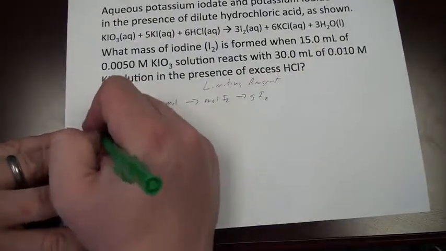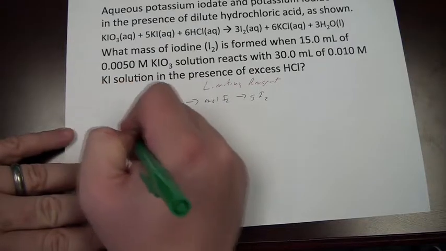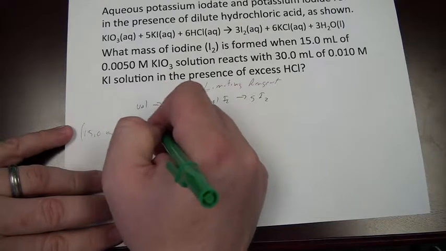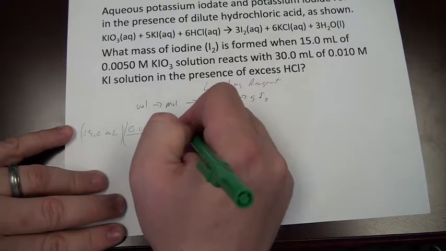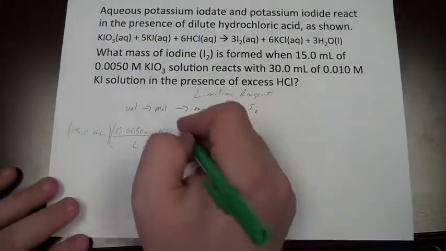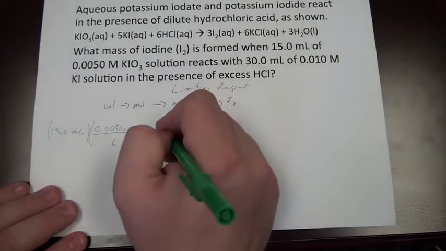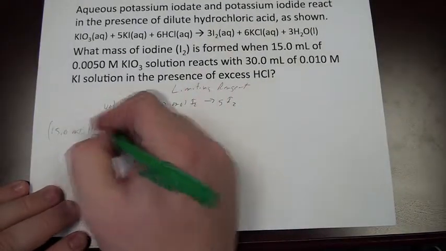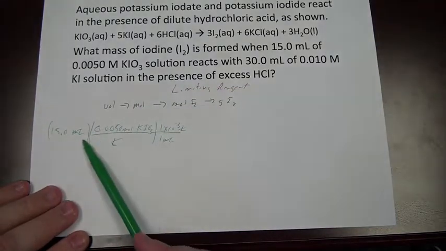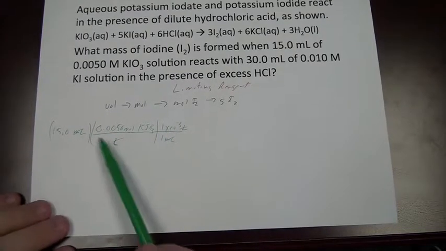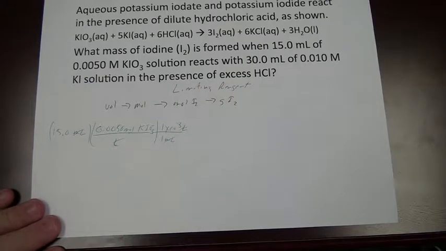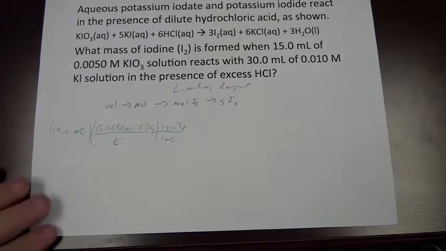That's KIO3, just like we did the last time. 15.0 milliliters of this solution that has a concentration of 0.0050 moles of KIO3 per liter of solution. To get these to cancel out, we're going to need to convert. So 1 milliliter is equal to 1 times 10 to the minus 3 liters. Even though we're not doing this in order, the calculation is cumulative, so it doesn't matter the order that we write these down, it still works out, the units cancel.